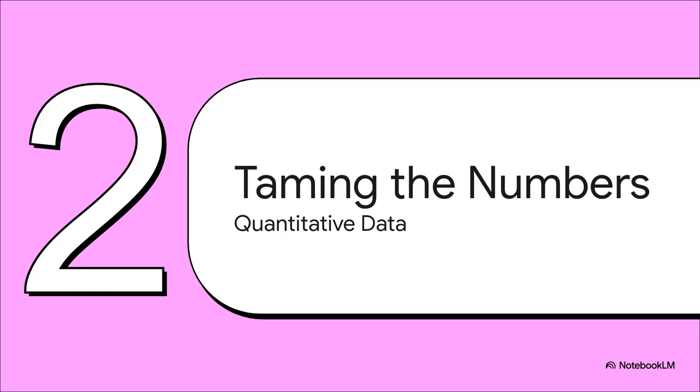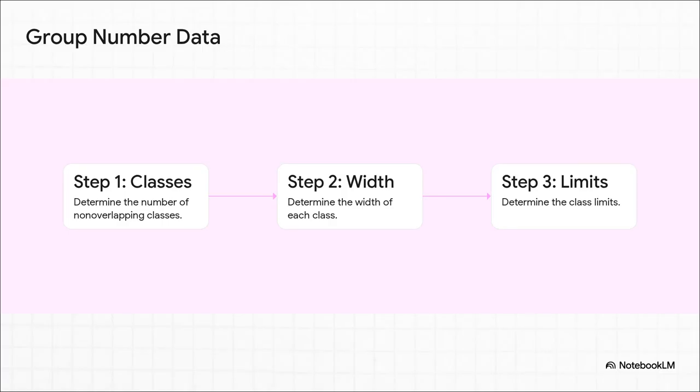Okay, so we've got categories down, but what happens when our clues aren't these nice, neat labels like Coca-Cola or Pepsi, but are messy, continuous numbers? Let's level up to our next challenge, investigating quantitative data. Right, so with a huge range of numbers, you can't count each one individually. That would be crazy. Instead, we sort them into bins, or what we call classes.